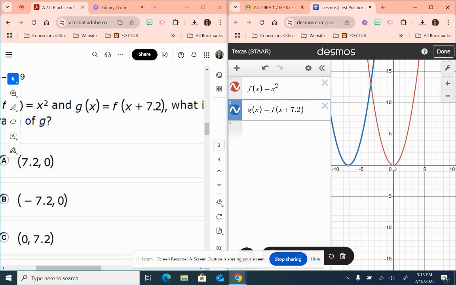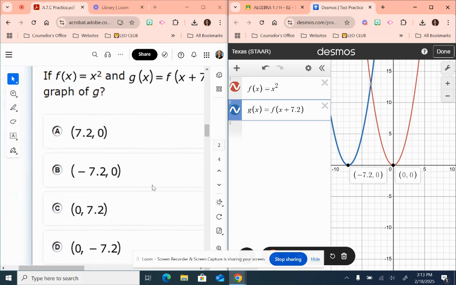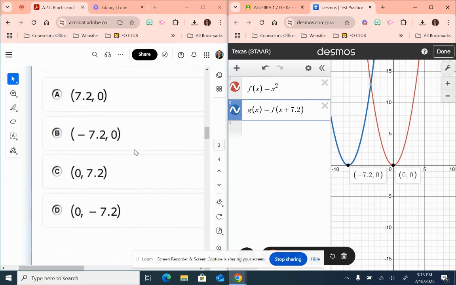If you click on the vertex on the red, it's at 0, 0, which is the origin, and the vertex of the blue is -7.2, 0. So when you're looking at your answers, it's very easy to confuse the B and the D. So you have to look very carefully, choose the correct one, and you can see that B is the answer for the new vertex.